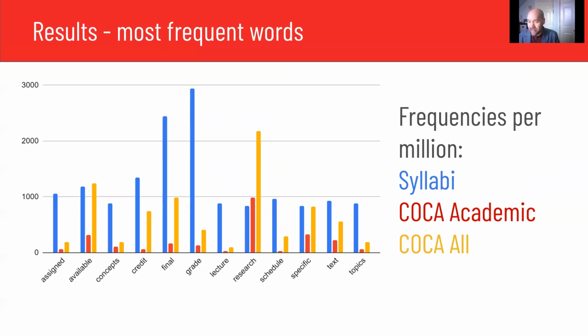Some of the words are less obvious in why they would be more common on syllabi. For example, available or schedule or text or topics, right? Those words you might think, yeah, I can imagine those being on syllabi, but you wouldn't think that they would be something like 10 times more common in syllabi than they are in academic writing generally, or much more common than in COCA generally. COCA, again, was one of the reference corpora. Keep confusing syllabus and corpus here.